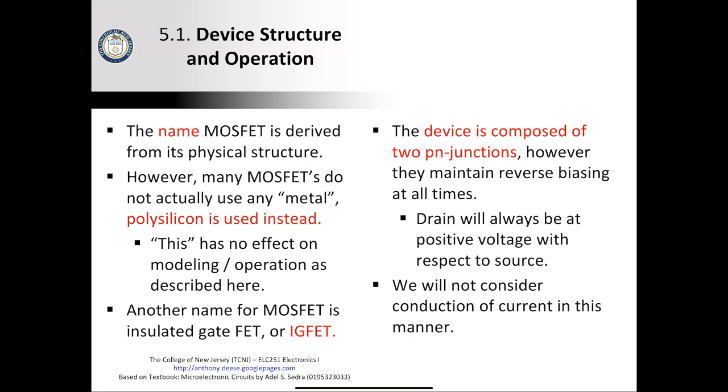However, many MOSFETs don't actually use any metal. They use a polysilicon instead. This has no effect on the modeling or operation as described here, but it's just a disclaimer that I wanted to make. Another name for the MOSFET is the insulated gate FET or IGFET. Now you'll see that the device is composed of two PN junctions. However, they maintain reverse biasing at all times. The drain will always be at the positive voltage with respect to the source.